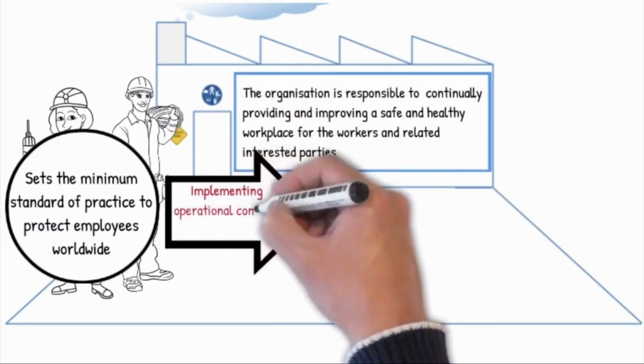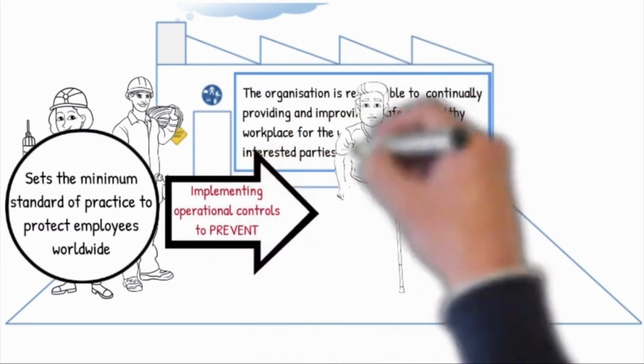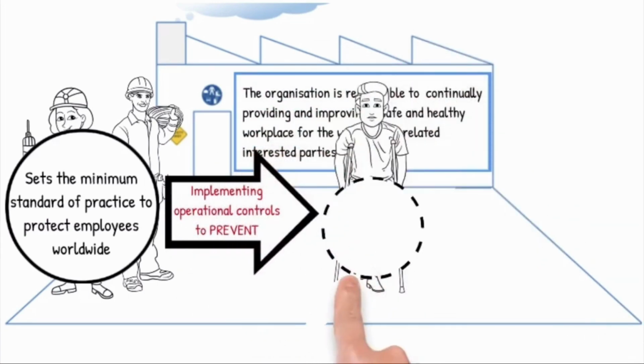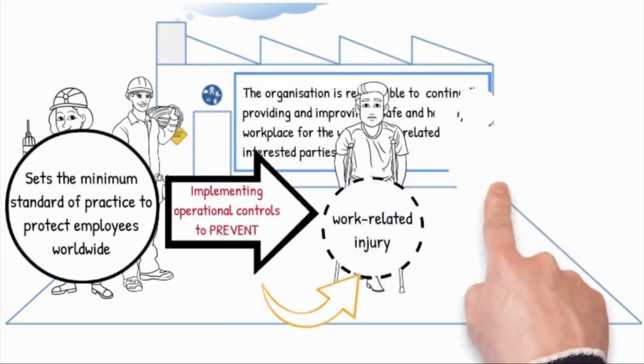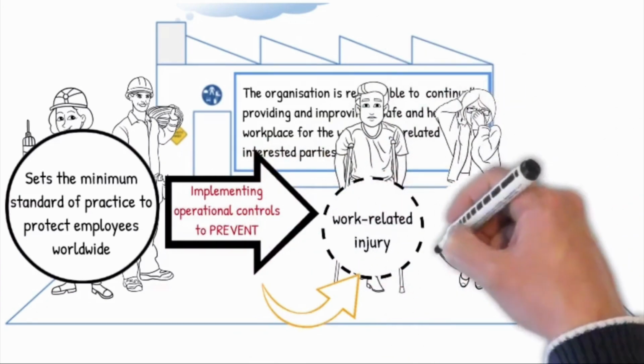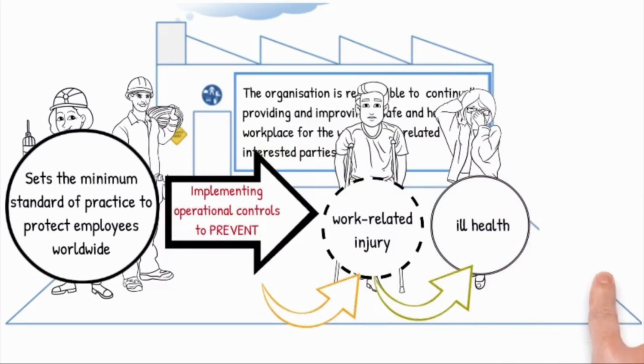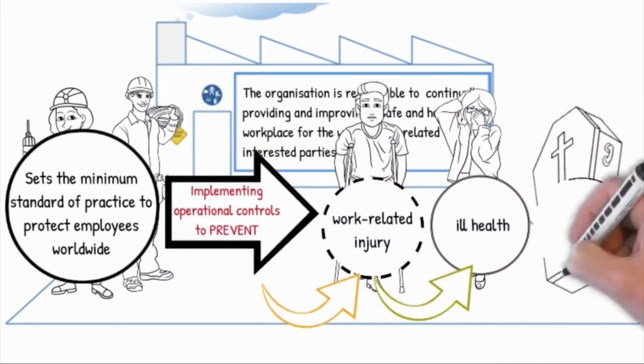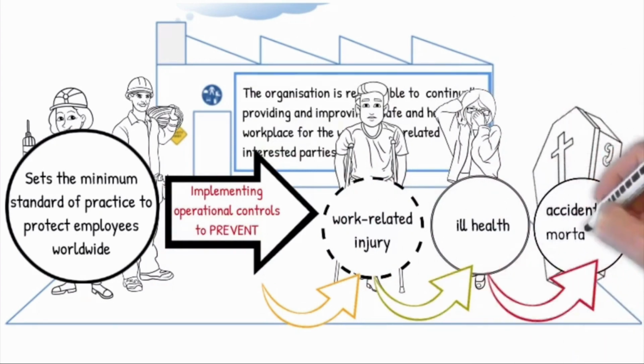Implementing operational controls to prevent or reduce the 374 million non-fatal work-related injuries per year, creating a work environment and conditions to prevent ill health and to reduce the estimated 2.78 million work-related accidental mortalities.